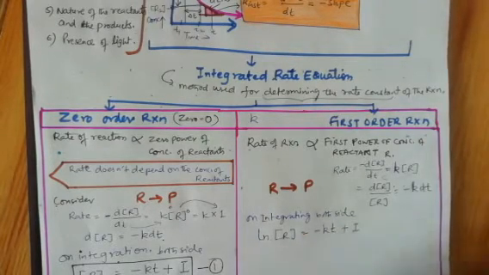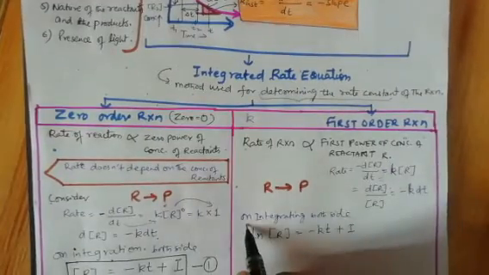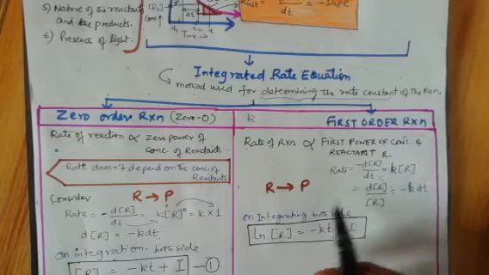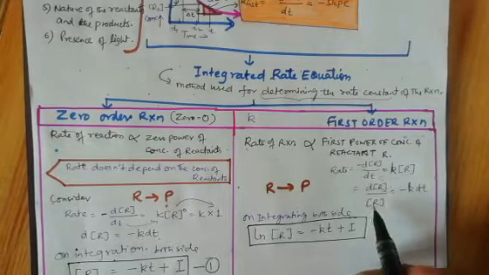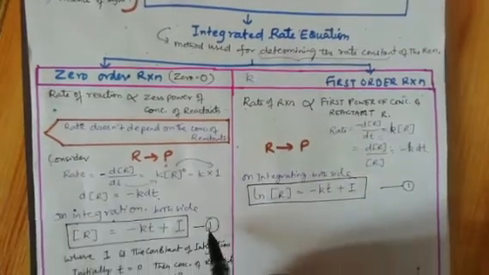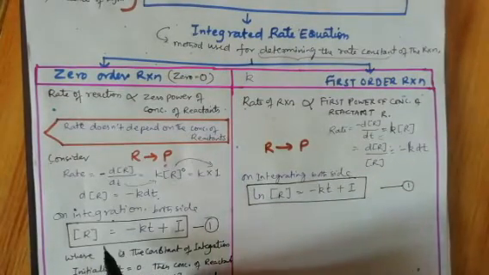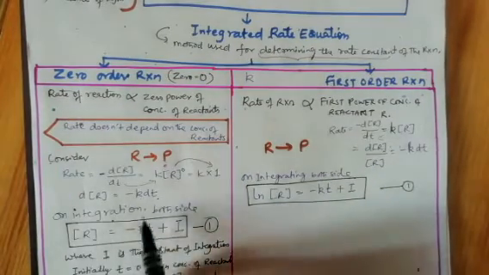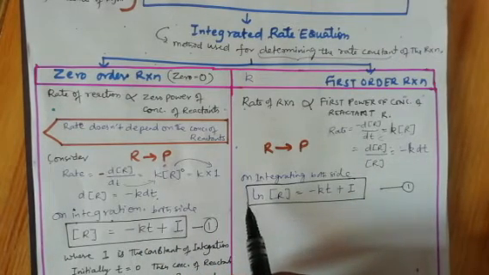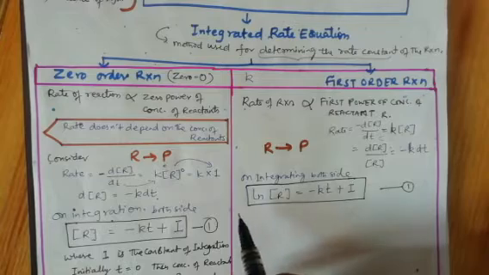You know very well, when we are doing integration, the differential is removed and we get the natural log. It is equation 1 like this. So now what is the difference? Here in zero order there was no log, here it is log R with minus kt plus the integration constant.